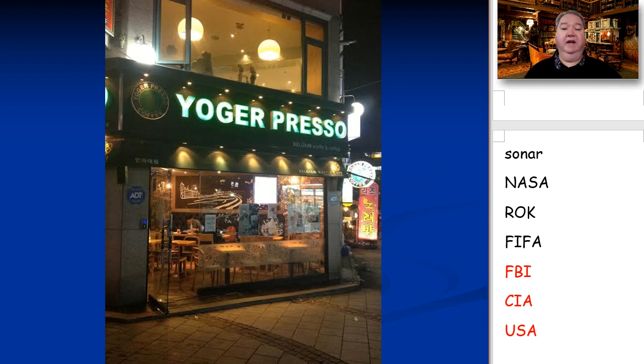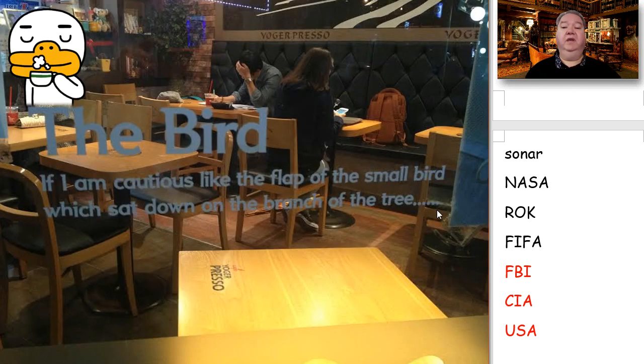Some of you may remember the Yogurpresso shop that was near the back gate of the university on one of the small streets there, across from the Gym Doc place. I used to eat there a lot. I used to eat there almost every week with my office mate before he moved away. And occasionally we would go to the Yogurpresso. And on the Yogurpresso window, if you look inside here, there's a little poem called The Bird.